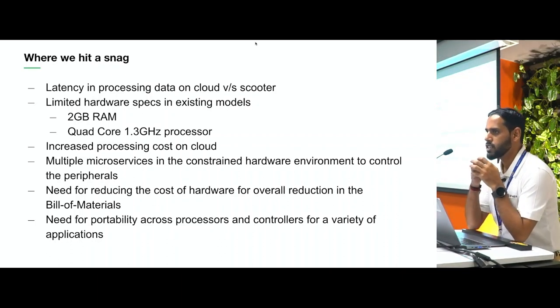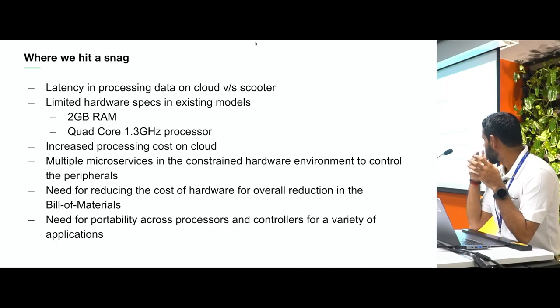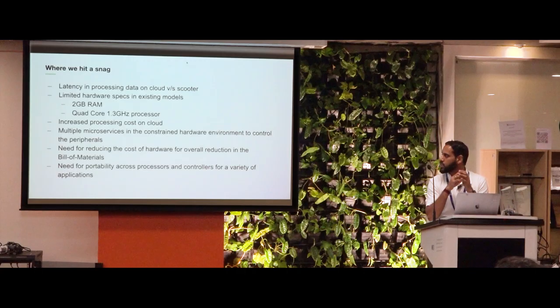Now, going towards where we actually hit a snag on the vehicle. One is the latency. Again, network is something that is not in our control. And anything that we add to the data latency in terms of taking the data and sending it to the cloud adds to the latency of all the promises that we have made to the customer. And then looking at the hardware, we have 2 GB of RAM and a quad-core processor, and any cost that comes into processing this data is an additional cost for us to maintain in the pipeline.